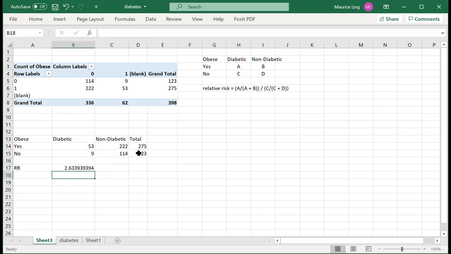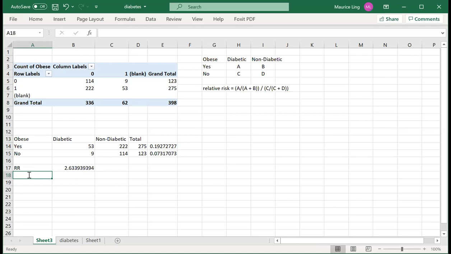Now that is relative risk, which means that yes, obesity does increase the risk of diabetes compared to no obesity, because you look at the percentage. The proportion of diabetic in obese is much higher than the proportion of diabetic in non-obese patients. So you can just even do this. This is the proportion. If you look at here, it means that 19% of obese patients in our data set are diabetic compared to only 7% of non-obese patients. So obesity does increase the risk.